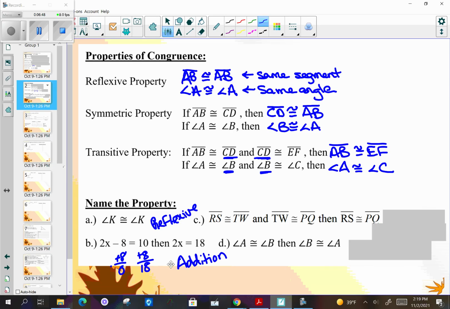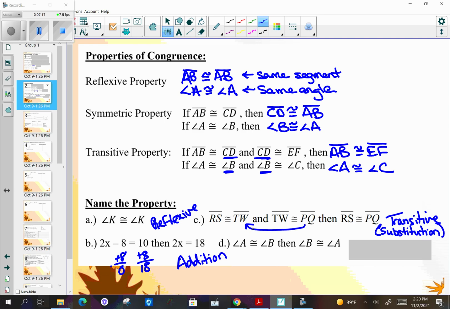All right, then we're on segment RS is congruent to segment TW, and segment TW is congruent to segment PQ, then segment RS is congruent to segment PQ. Pick the correct property. There's actually two properties you could have said here. First, we could have said transitive, but I also believe that's substitution because you are putting PQ in place of what it's equal to. You are putting it in place of the TW.